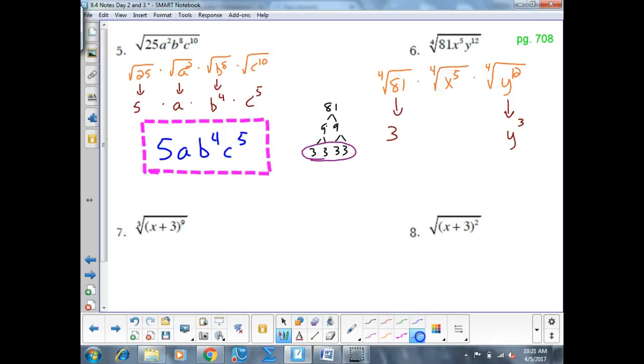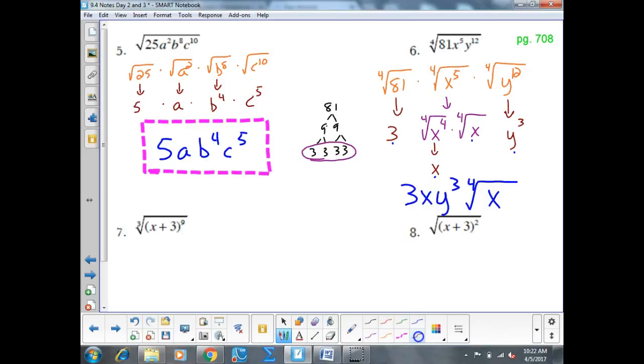Now, but we've got that fourth root of x to the 5th. So I can make this fourth root of x to the 5th become the fourth root of x to the 4th times the fourth root of x. Right? What's the fourth root of x to the 4th? x. So now my outsides are 3, x, and y cubed. So they all get written together. My inside is still the fourth root of x.